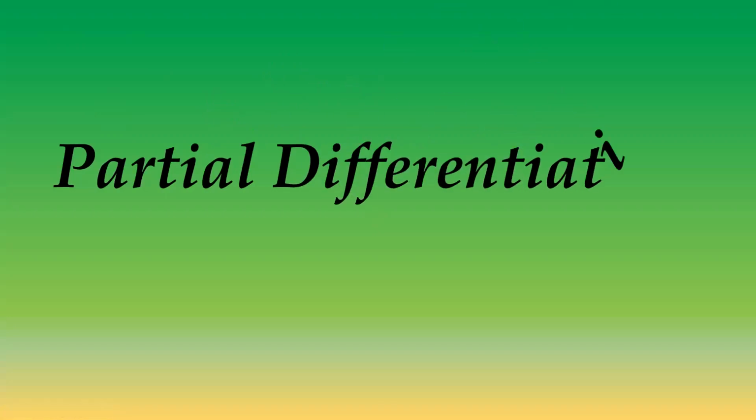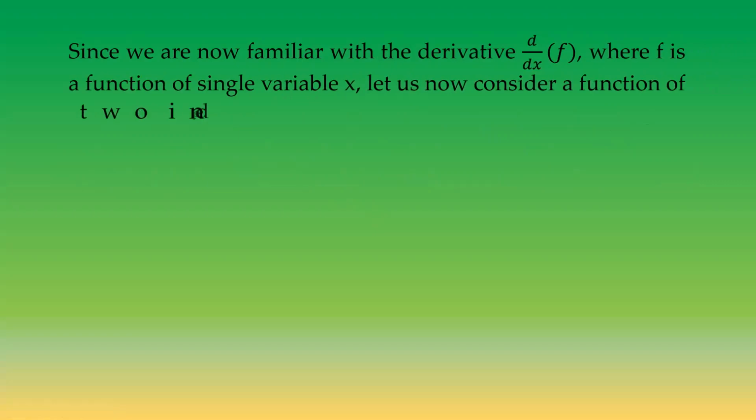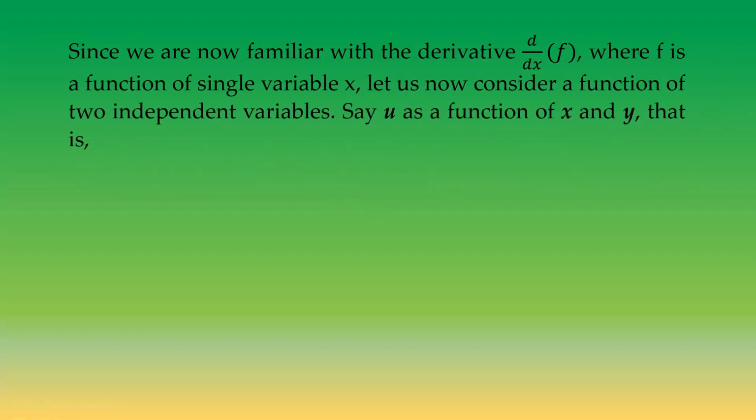We have partial differentiation. Since we are now familiar with the derivative d over dx of a function, where f is a function of single variable x, now we are going to consider a function of two independent variables. So let's say we have u as a function of x and y. That is, u is equal to f of x, y, and as an example, I have here u equals xy cubed minus 2x squared y squared.